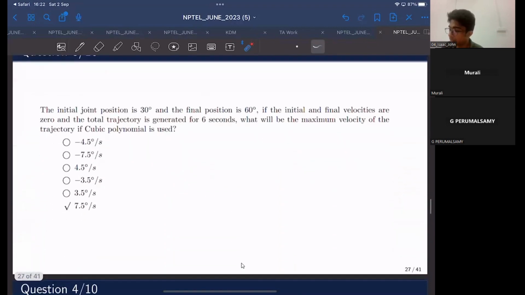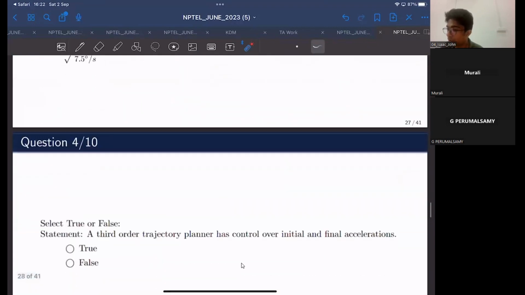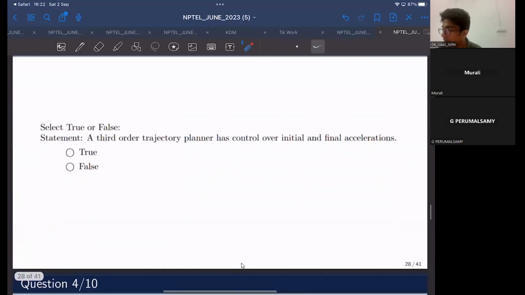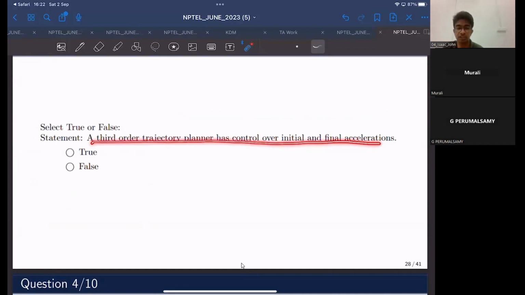Okay. So moving on to question 4, what does it ask? It says a third order trajectory planner has control over initial and final acceleration. So is this true or is this false? That is indeed false, because a third order trajectory can have 4 boundary conditions.